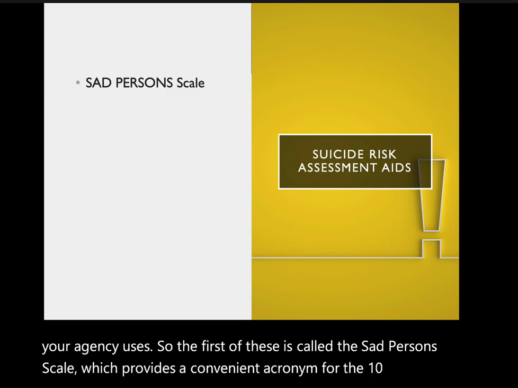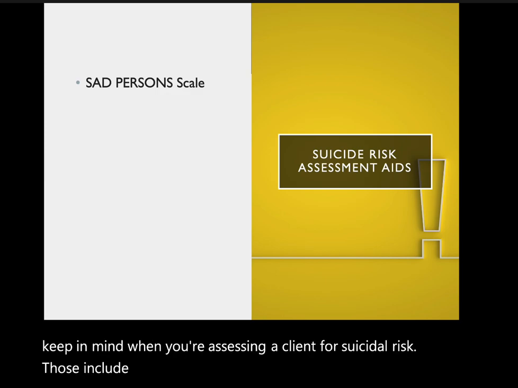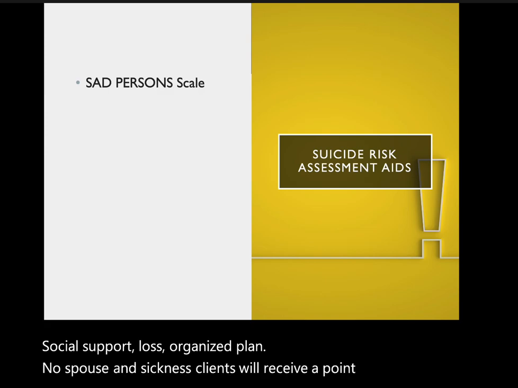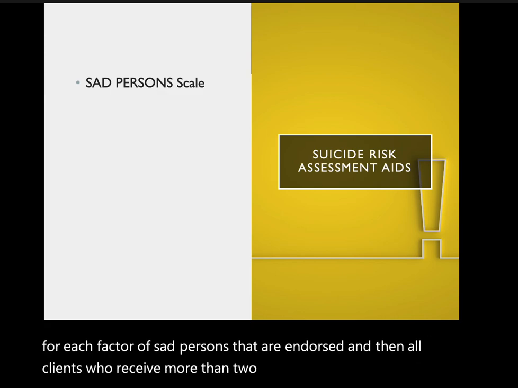for the 10 factors to keep in mind when you're assessing a client for suicidal risk. Those include sex, age, depression, previous attempt, ethanol abuse, rational thinking loss, social support loss, organized plan, no spouse, and sickness. Clients will receive 1 point for each factor of SAD persons that are endorsed, and then all clients who receive more than 2 points should be considered at risk and that you should assess them further.